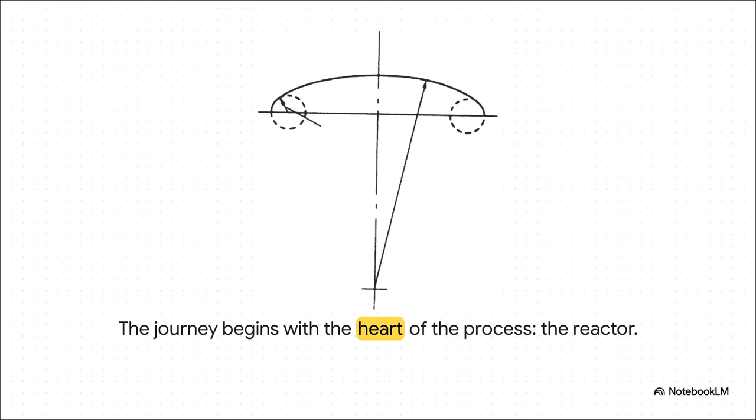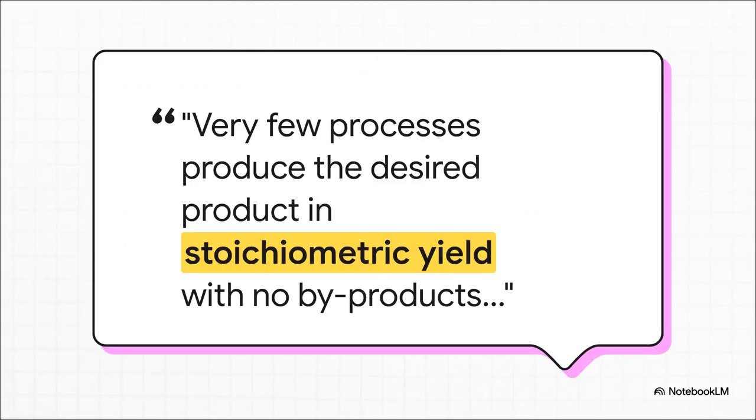This is the heart of the plant. It's the box where the magic happens, where your starting chemicals get transformed into the product you actually want. But here's the catch. The real world is messy. As this textbook quote says, reactions are almost never perfect. You don't just get your product, you get other junk, byproducts, and a lot of your starting material doesn't even react. So, what do you do with all that leftover stuff?